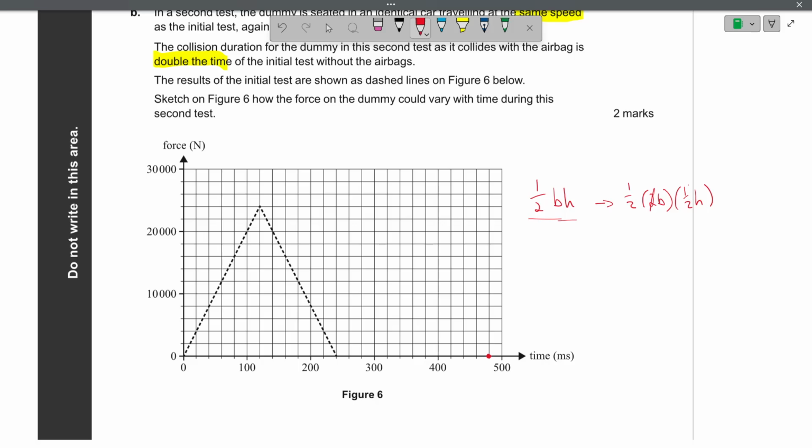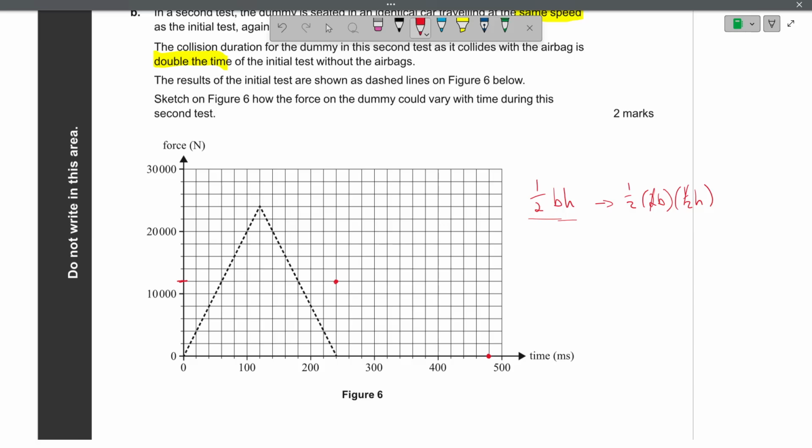And then that 2 and that half will cancel out, and we end up with the same area that we had before. So the height of our new graph is going to be half of 24,000, which is 12,000, which is going to be here. And the midway point, I guess, would be here as well, because that's half of the time duration.